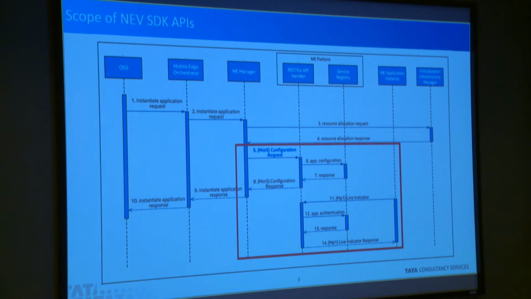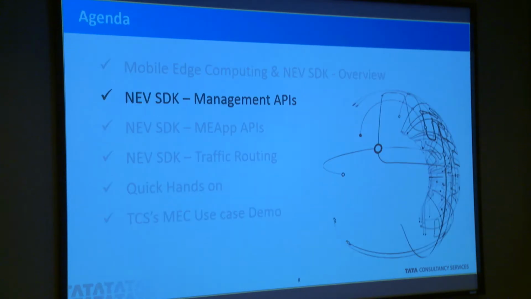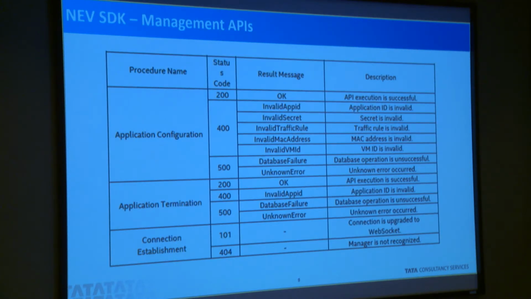Just quickly, the scope of the APIs that we are going to talk about. The scope of the APIs is between ME Manager, ME Platform, and the ME applications. Okay, now let's look at the management APIs. These are the three major procedures available from a management point of view: application configuration, application termination, and connection establishment.